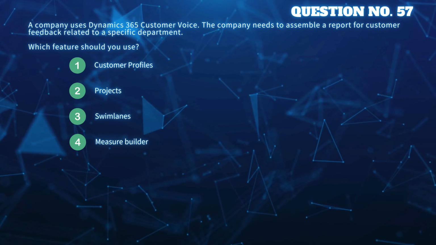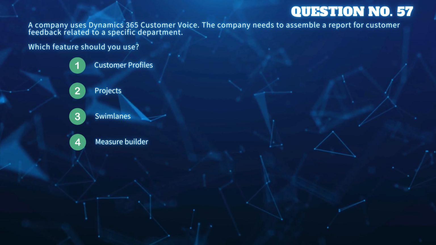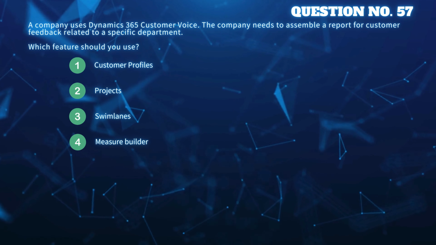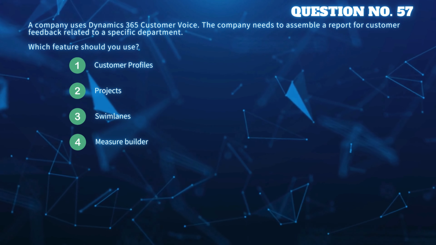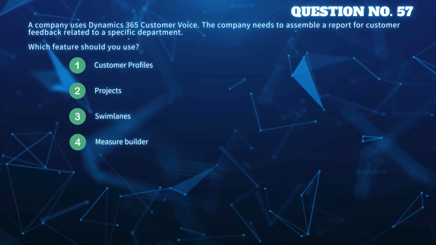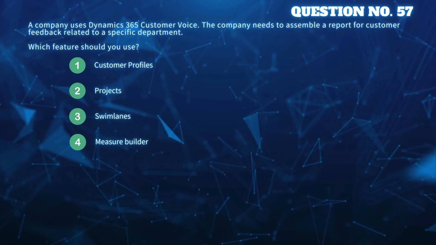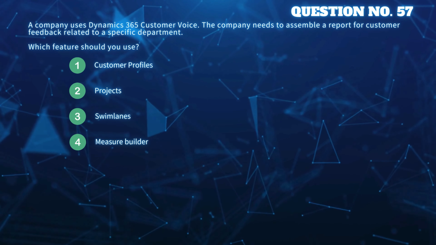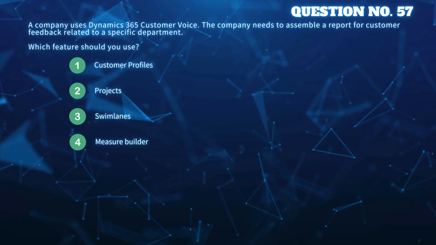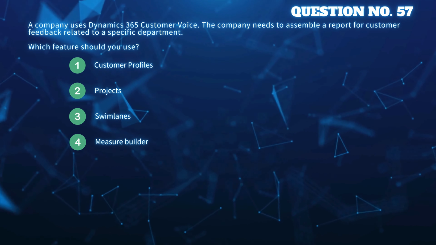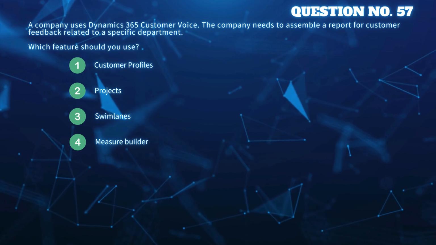A company uses Dynamics 365 Customer Voice. The company needs to assemble a report for customer feedback related to a specific department. Which feature should you use? Option 1, Customer Profiles. Option 2, Projects. Option 3, Swim Lanes. Option 4, Measure Builder.